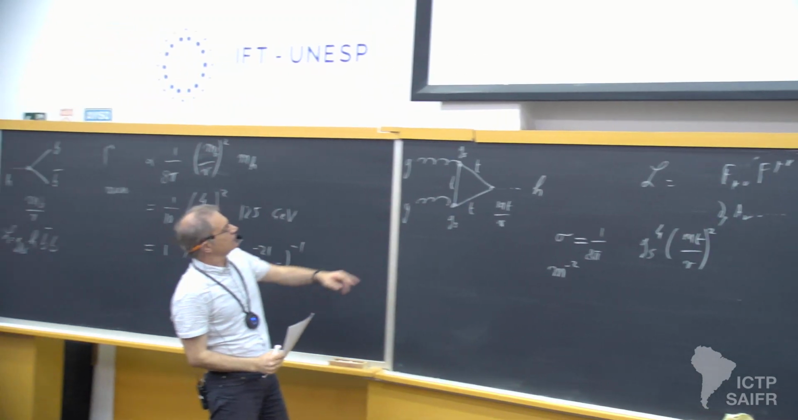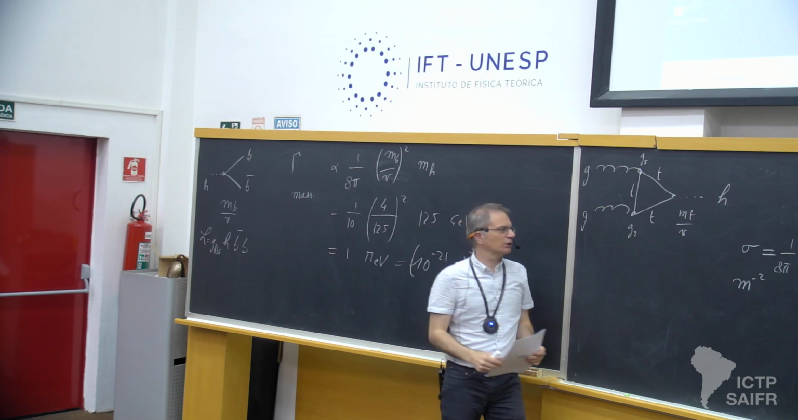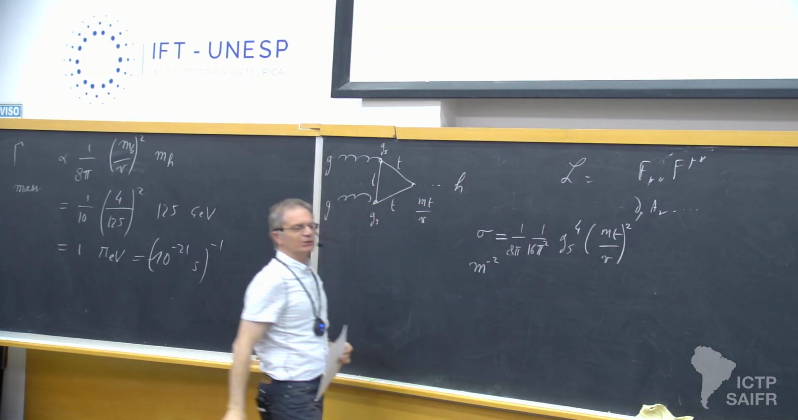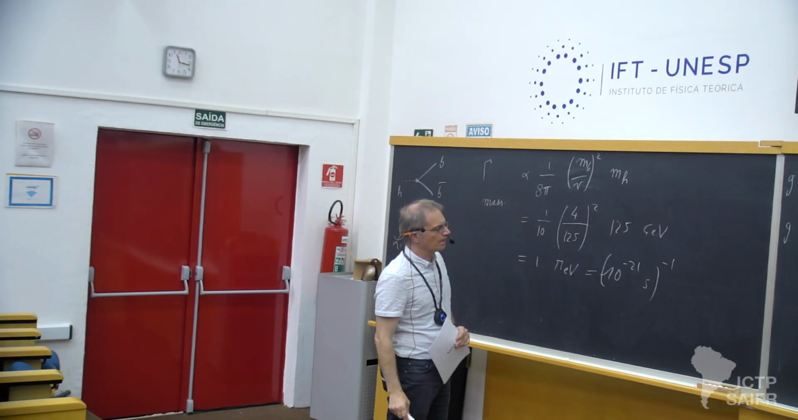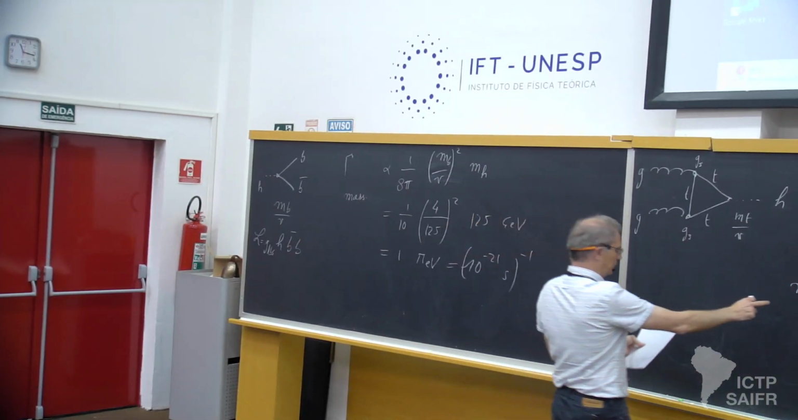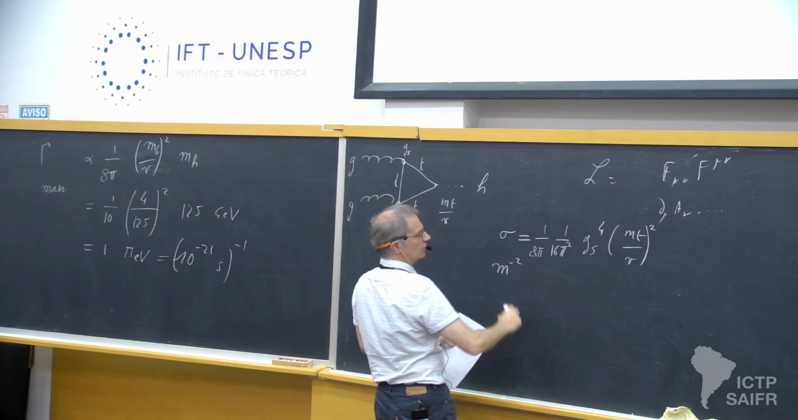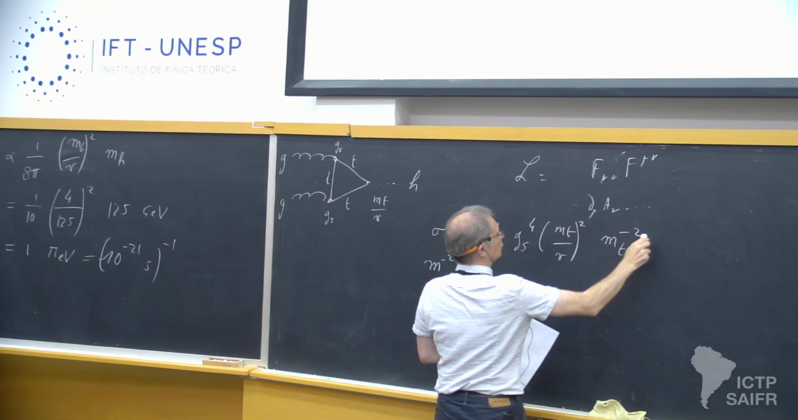And then here you have a loop. Every time you have a loop, you need to add this 1/16 pi squared factor. Okay. Just to get the numerics a little bit closer to reality. So really you need to put this loop factor. And now let's try to match the dimension, right? So you want M to -2. Here you have dimensionless, dimensionless, dimensionless. So you need to put a mass to -2.